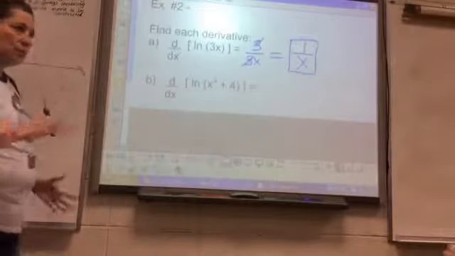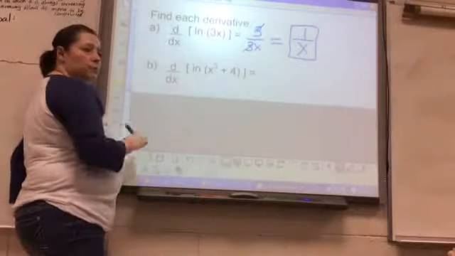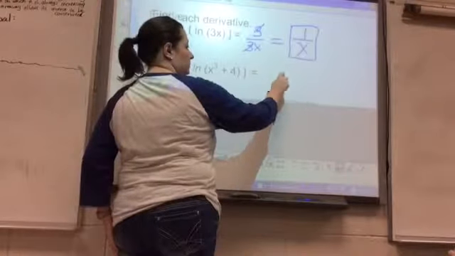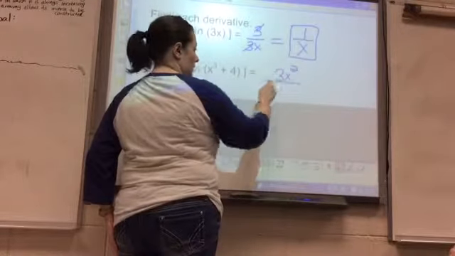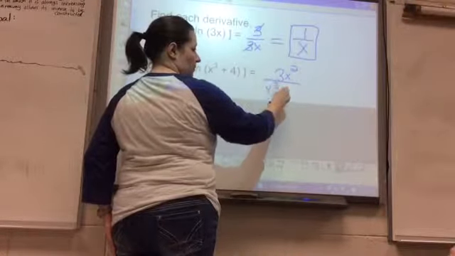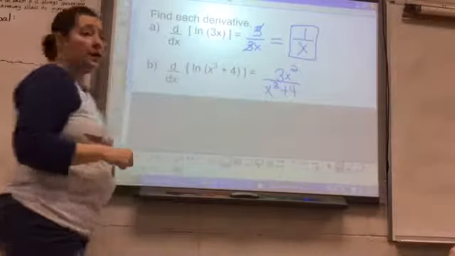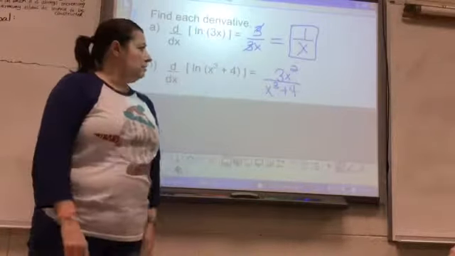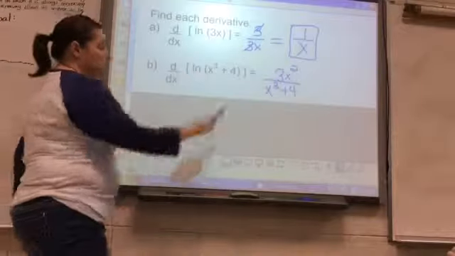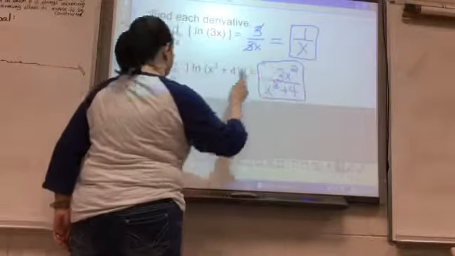Now this one is a little different. The derivative would be 3x squared over x to the third plus 4. And I don't see anything we can do with that. So we're done. Cool.